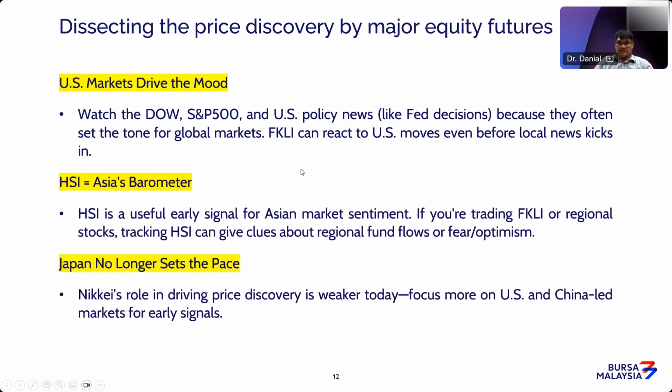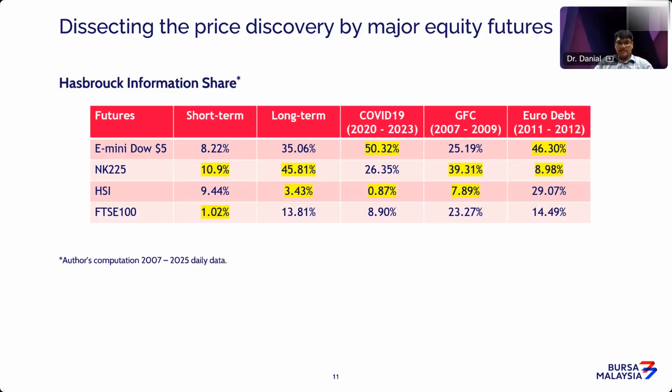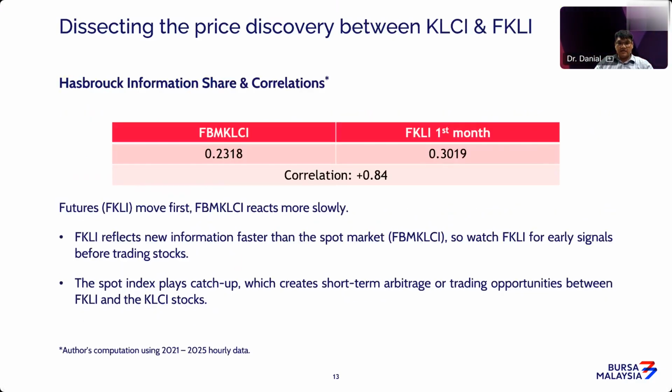So this is KLCI futures and the rest of the world. But what if we compare KLCI and FKLI? FKLI reflects new information faster than the spot market. So we need to watch FKLI for an early signal before trading starts. Based on the table here, KLCI and KLCI futures first month have a correlation of positive 0.84, which is quite high.